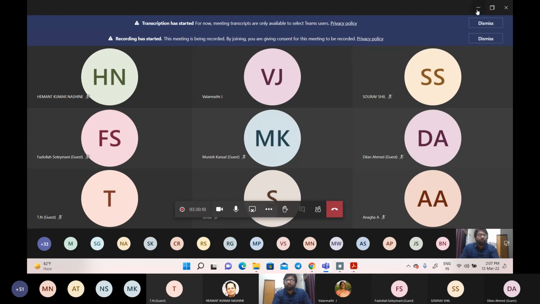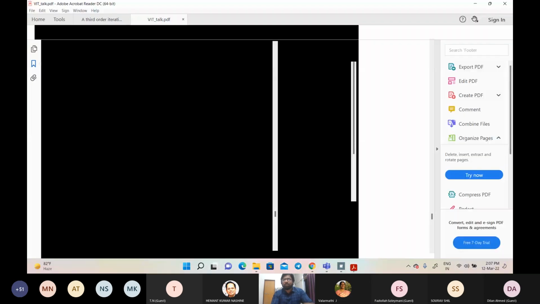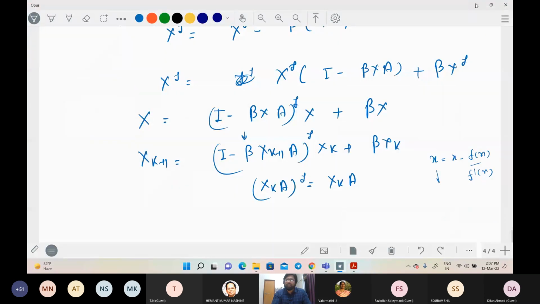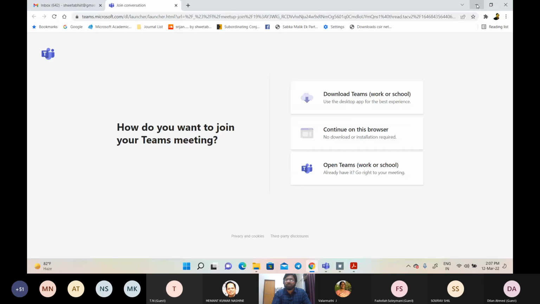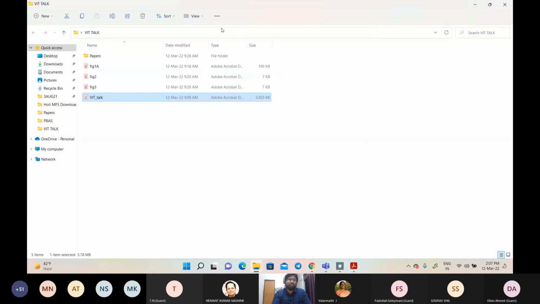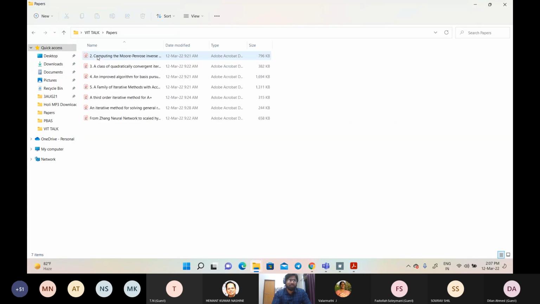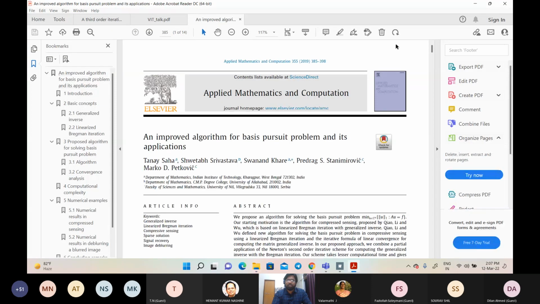Let me show you. Just one minute. I think very few people have worked here. This can be taken as a future area of research also. I think a maximum of two papers have come from this Moore-Penrose topic. It's just a new area, and if you want to work, you can start working here.